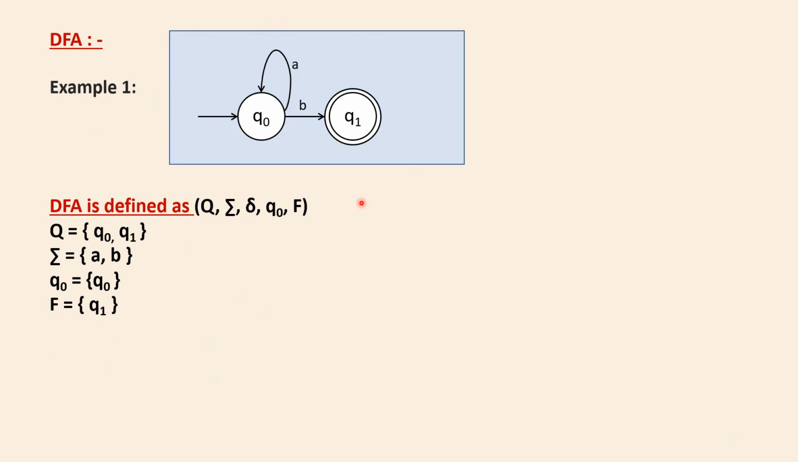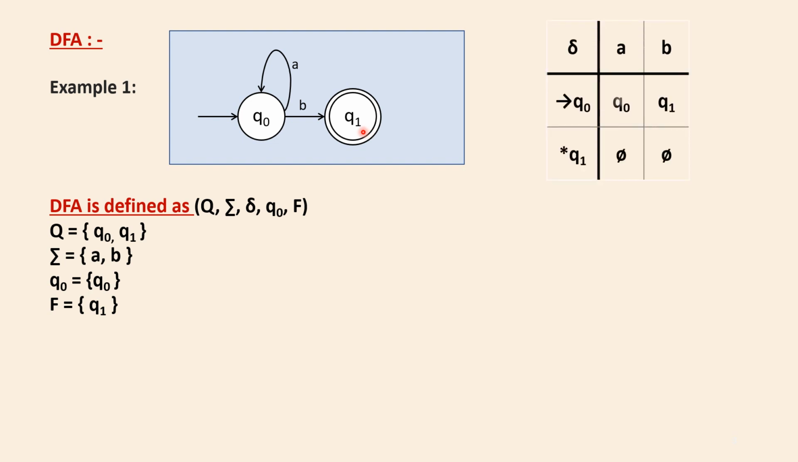Let us look at an example here. The mathematical representation for this is, we have Q is equal to {Q naught, Q1}, which is nothing but all the states. So here we have Q naught and Q1. Then sigma is the input symbols. We have A and B as the alphabet, that is nothing but the input symbols. The start state is Q naught and the final state is Q1 because it has two circles here representing the final state.